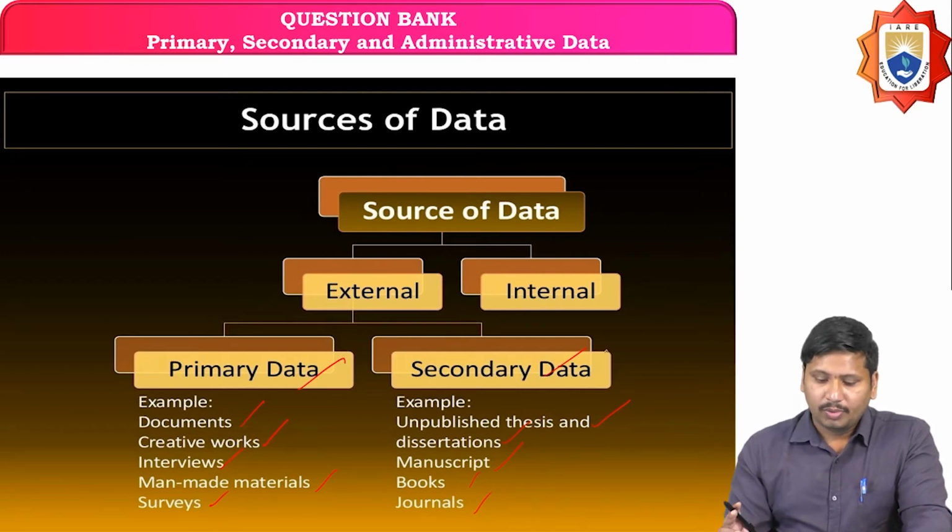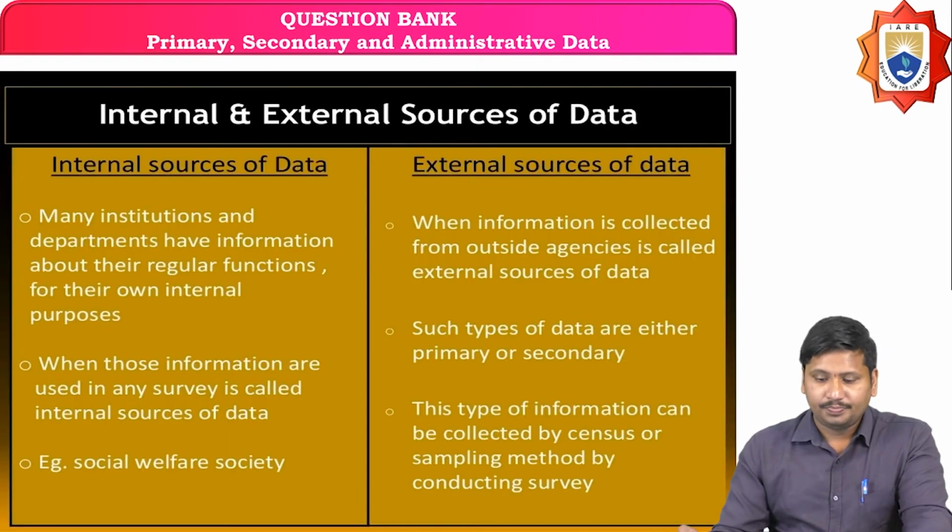Right. So what is the primary one? That is documents, creative works, interviews, man-made materials, and surveys. All this will be examples of primary data. And secondary data will be unpublished theses, dissertations, manuscripts, books, and journals. All this comes under secondary data.